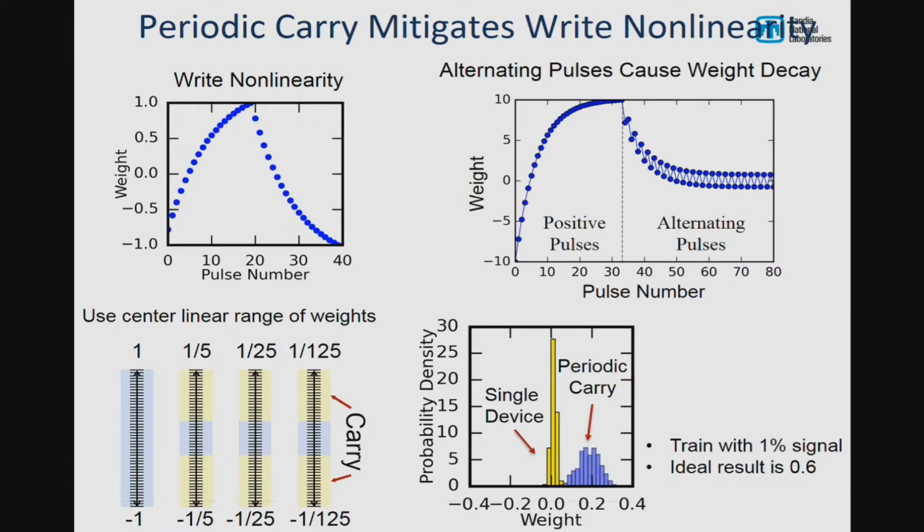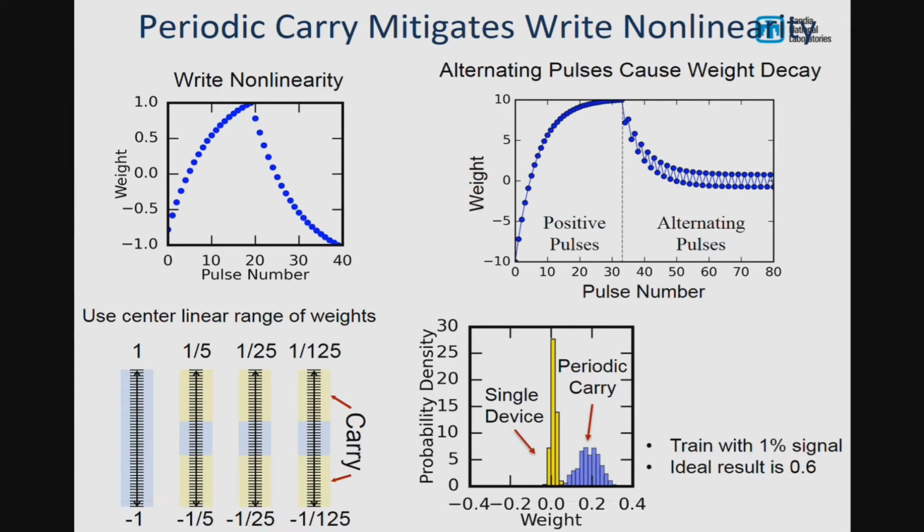Similarly for nonlinearity. And now this, I want to emphasize, is one of the things that kills these neural networks more than even the noise. If you apply a series of identical write pulses, you reach some maximum weight or maximum conductance. And if you apply an opposite pulse, you get a large change. And so you lose all your training from the previous 5 or 10 pulses. And so this causes weight decay.